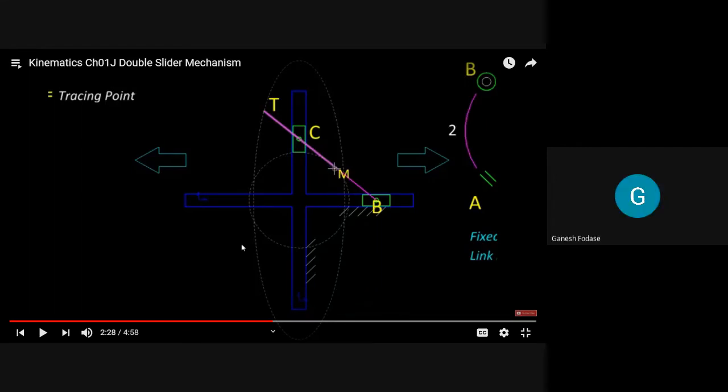Circle. One minute. Hello. Sorry, two minutes. Okay. So M will trace a circle and T will trace an ellipse. Okay. See its animation now.